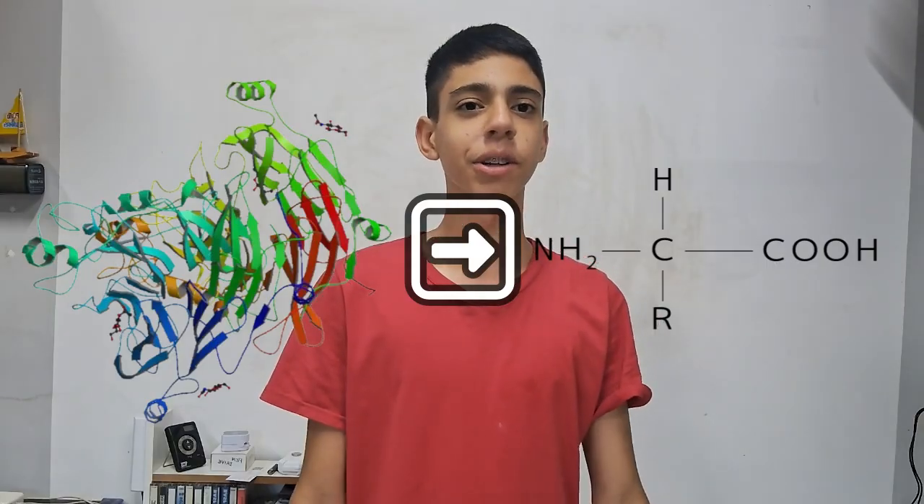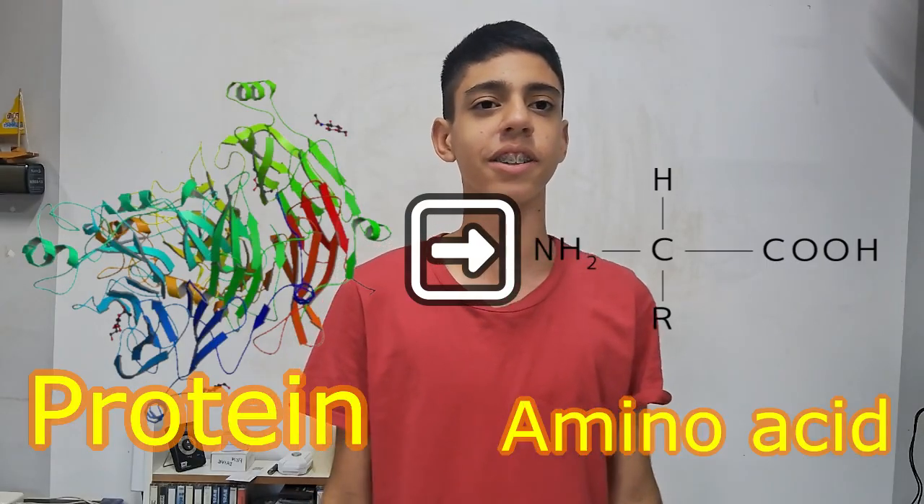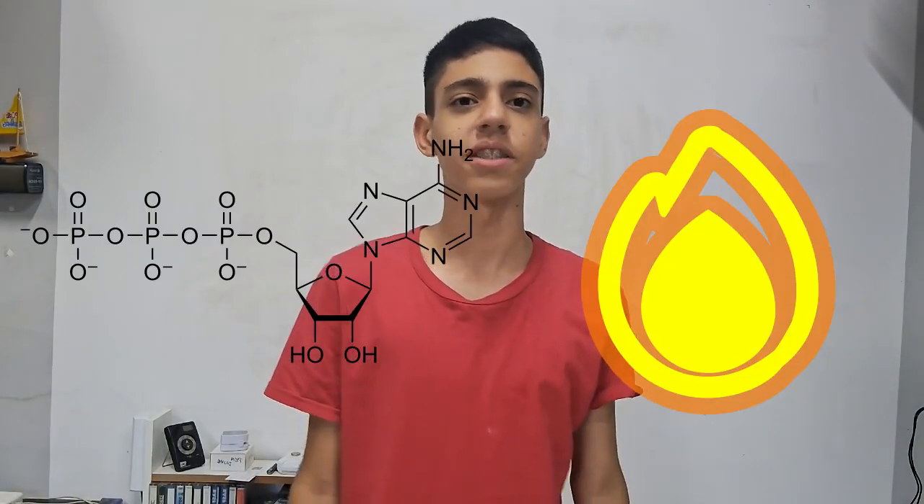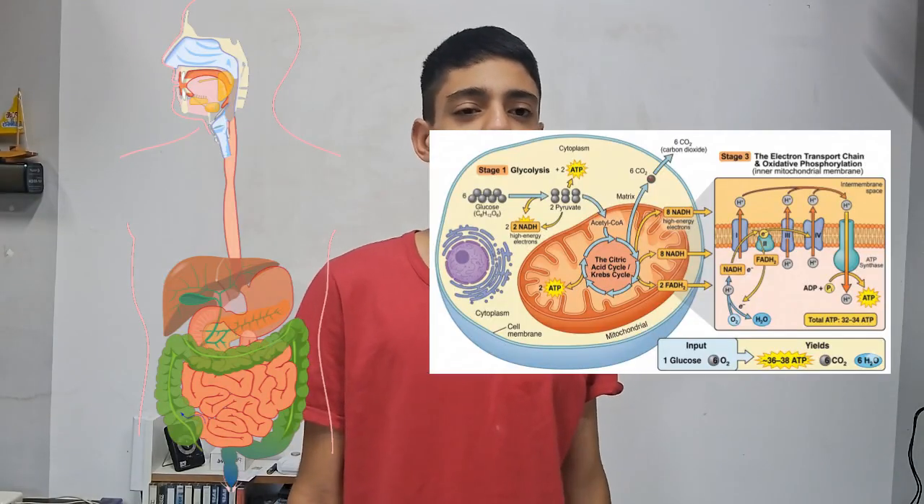Catabolism is the process of breaking down large, complex molecules into smaller ones, such as breaking proteins into amino acids. This process releases energy in the form of ATP and heat. Examples of catabolism include digestion and cellular respiration.